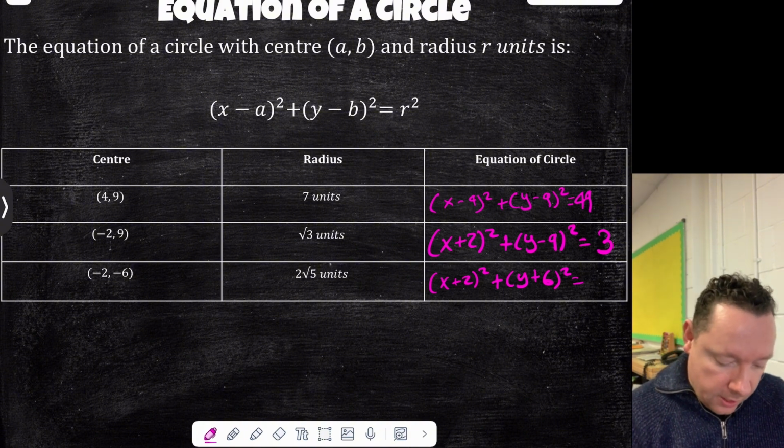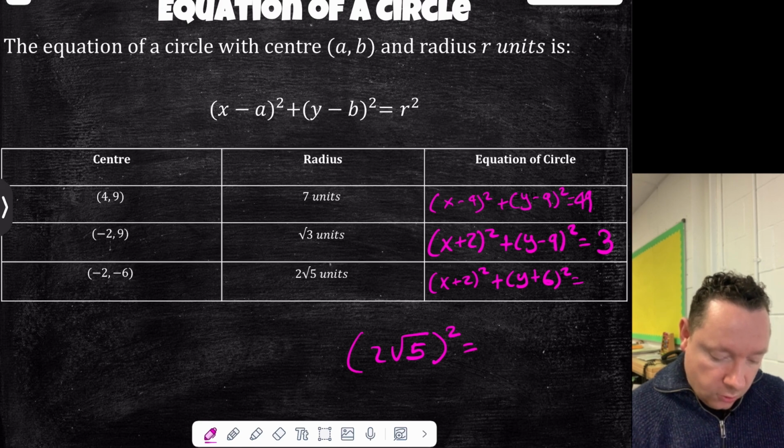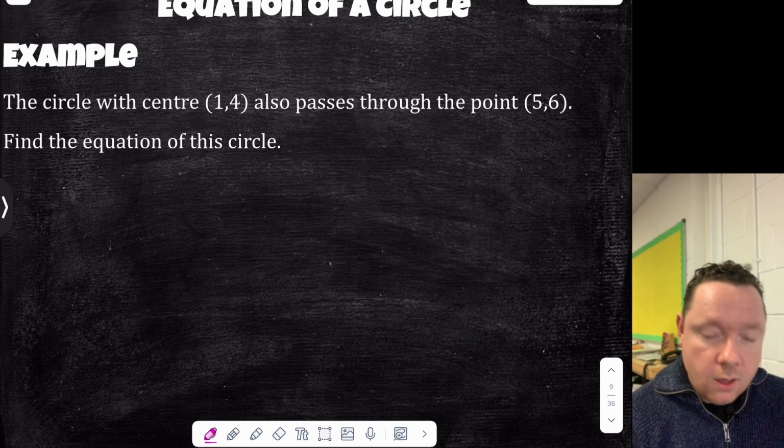So let's do a little bit of work on that. We need to do 2 root 5 squared. So that's 2 times 2 is 4. Root 5 times root 5 is just 5. That gives me 20. So my radius squared is 20. And we're done there.